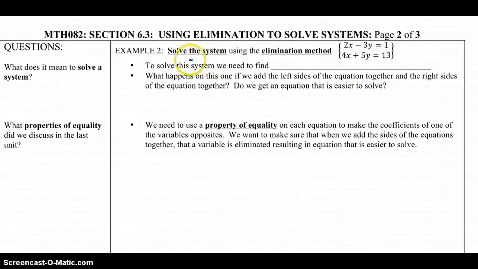So example 2, again we're asked to solve the system using the elimination method. So again, to solve the system we need to keep in mind what we're being asked to do. So we want to find all, again, ordered pairs, since our system has x and y's for our variables, that make both equations true.